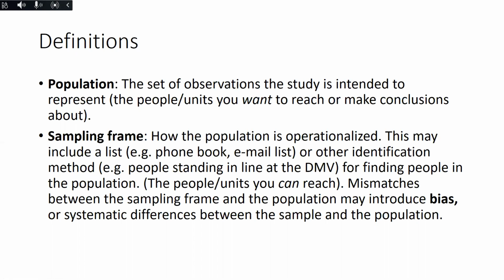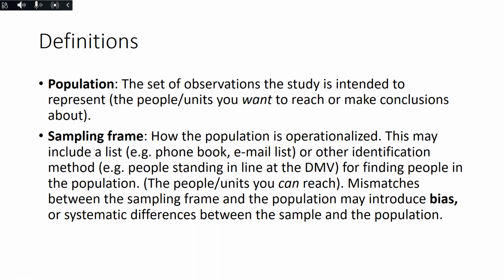In this video, we're going to talk about sampling. First, some definitions. It's important to understand what the population of interest is for your study. So this is going to be the set of observations that the study is intended to represent, or the people or units that you want to reach or make conclusions about. So that's your sort of ideal group that you are studying.